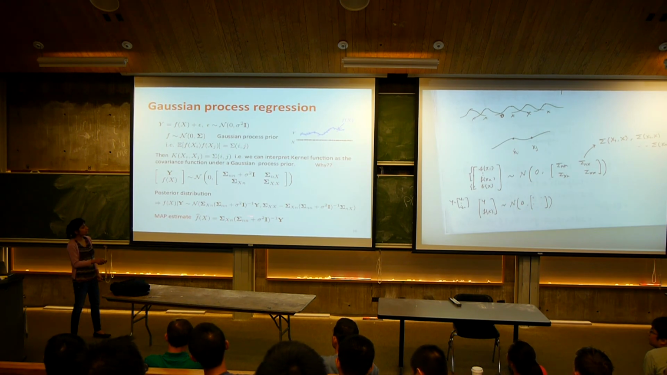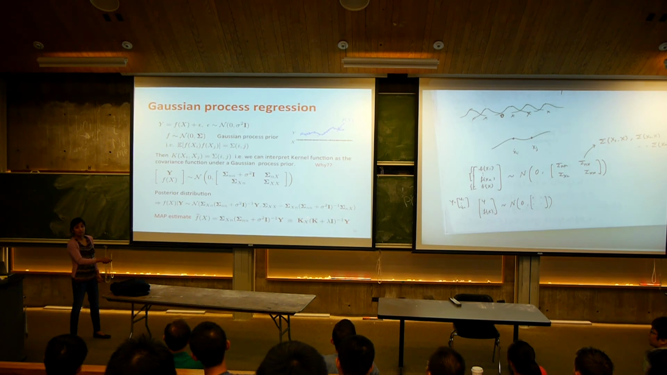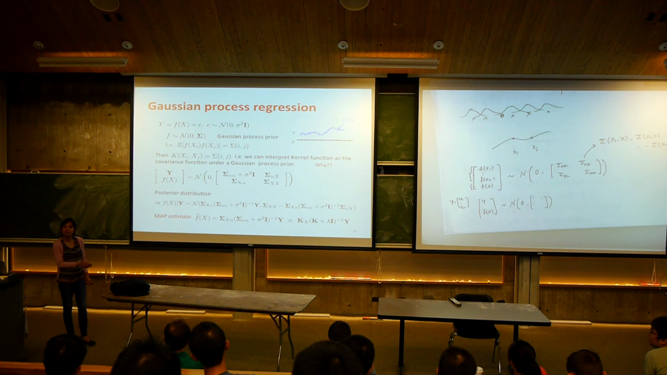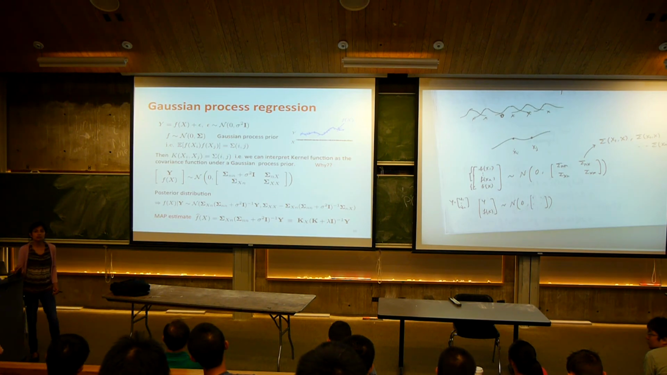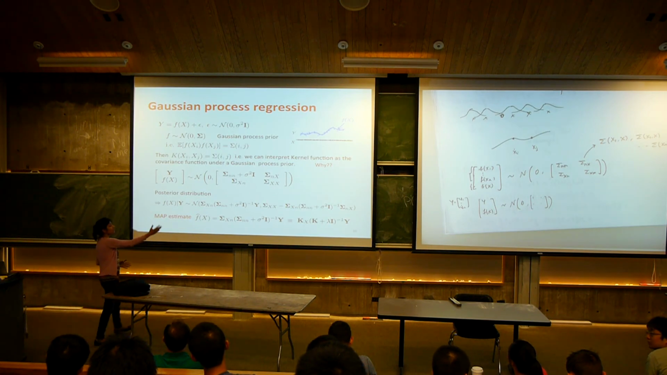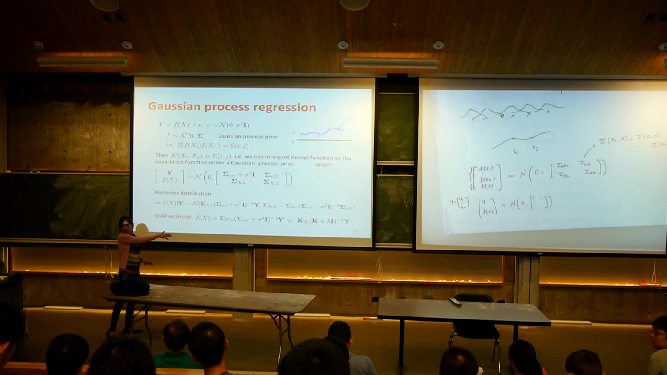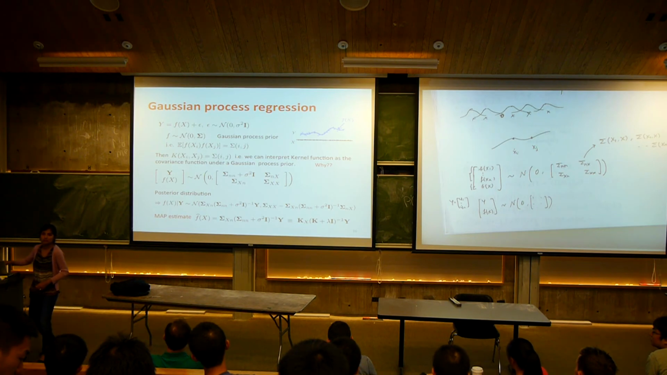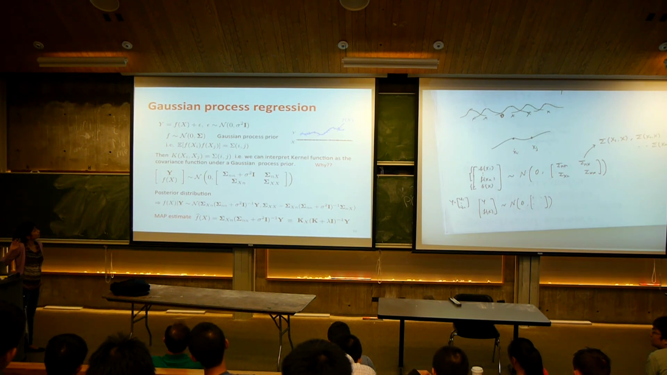And now you can see that this looks very similar to what we had for kernels, right? For kernels, we had the kernel between our test point and all the training points, and the kernel between all the training points. Here we get the covariance between the test point and the training points, and the covariance between all the training points. So you get exactly the same expression. You can think of the kernels as specifying a covariance between the points, or actually as specifying a Gaussian process prior on your function itself.